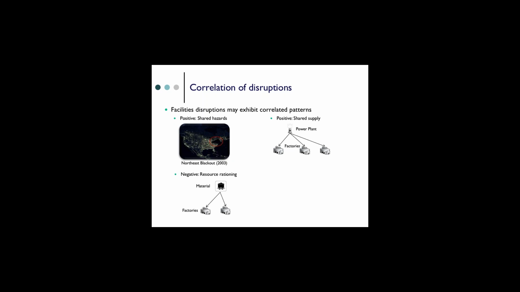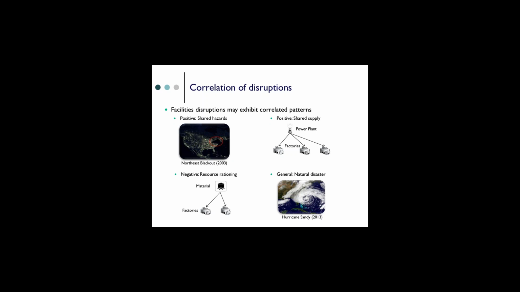On the other hand, negative correlation can be observed in reality as well. In this picture, we have two factories competing for the material. Then if one of the factories fails, the other factory will obtain more material, and the possibility for this factory to be disrupted will be smaller. So somehow these two facilities exhibit a negative correlation.